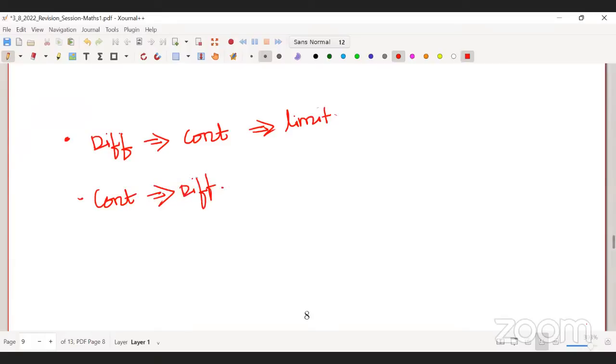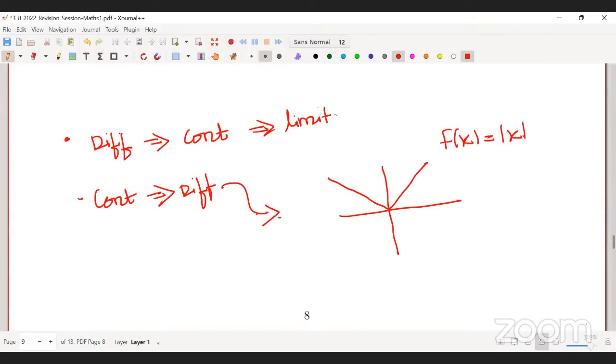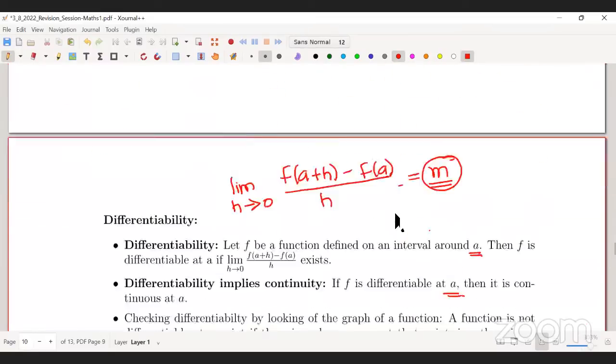For the second thing, I can draw this graph. If you take the function f of x equal to mod x, this is the graph of mod x, and this is continuous at x equal to 0. But this function is not differentiable at x equal to 0, because as you can see, you have a corner here. So that is basically the third point.